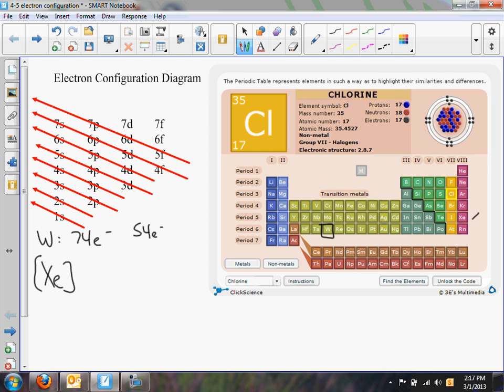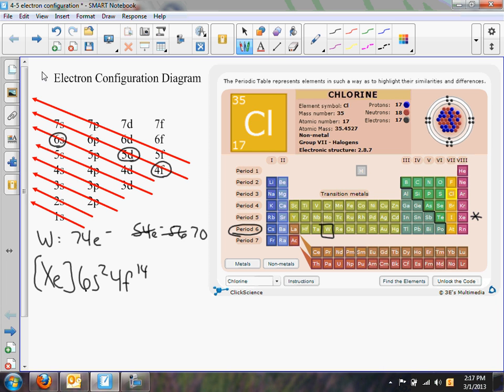After I use up xenon, which completes the 5th period, the 5th energy level, I'm ready to start on period 6. The lowest one is the 6s, and that can hold a total of 2 electrons. I'm now up to 56. After the 6s, the next lowest is 4f. And the 4f can hold 14 electrons, which brings me up to 70 used. Again, I need to get to 74, so I'm not done.